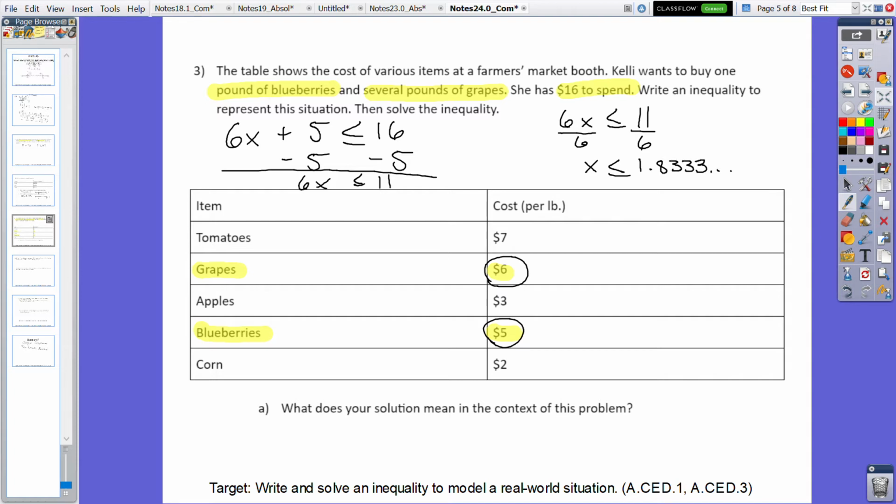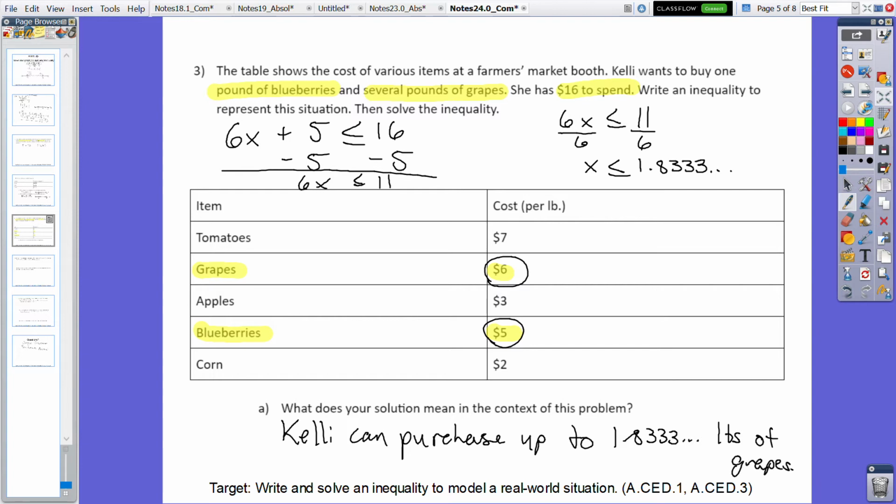Okay, so that represents how many pounds of grapes she can afford to pay with only $16. Okay, and ignoring tax and all that, of course. What does your solution mean in the context of this problem? It means that Kelly can purchase up to 1.8333 pounds of grapes. Okay?